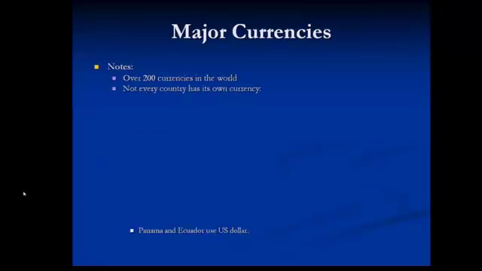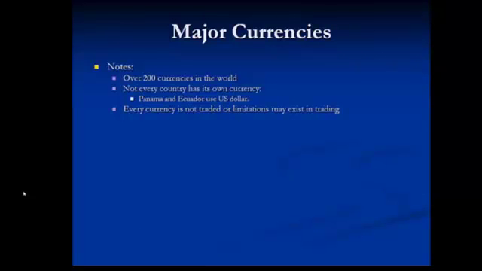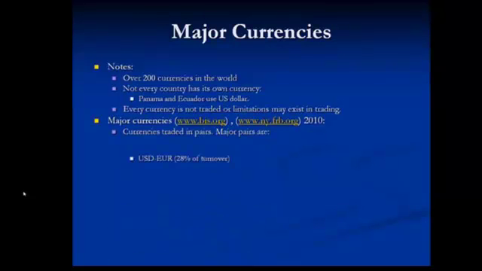Now, let's take a look at the major currencies. Realize there are over 200 currencies in the world, but not every country has its own currency. For instance, Panama and Ecuador use the United States dollar, and every currency is not traded, or there may be limitations that exist for its trading. The major currencies, this is maybe somewhat dated, but in 2010, the major currencies would be the US dollar, the euro, the Japanese yen, and the Great Britain pound.